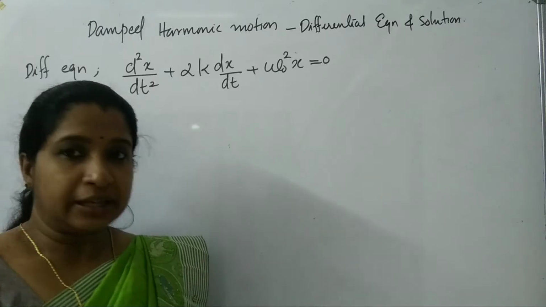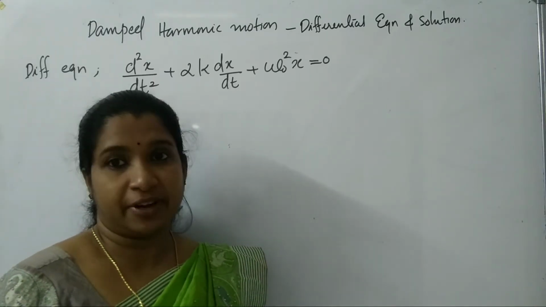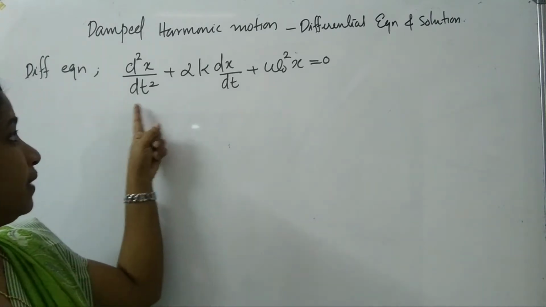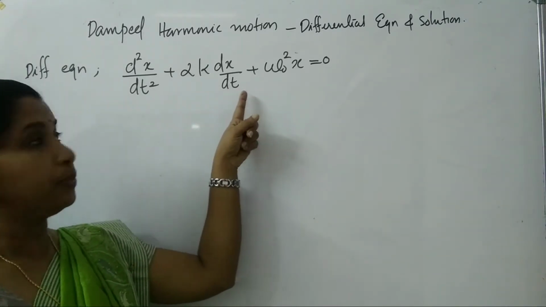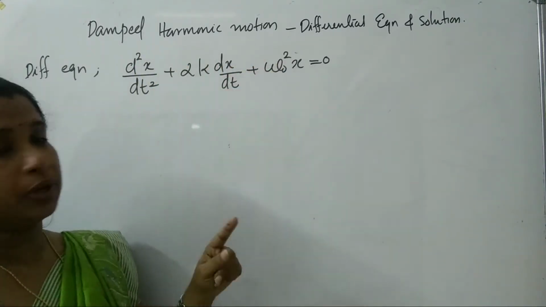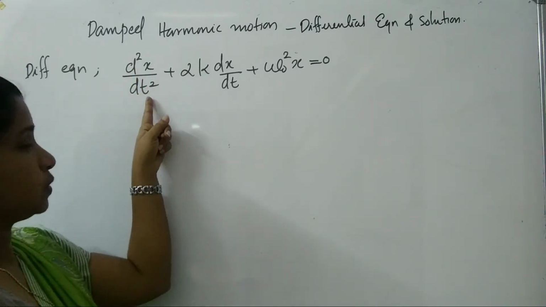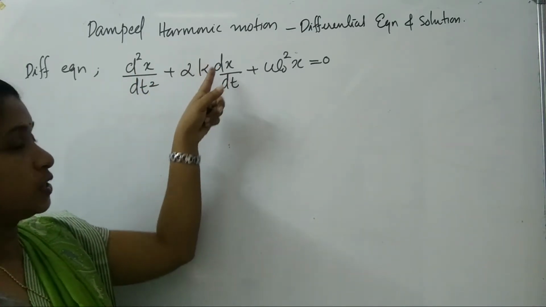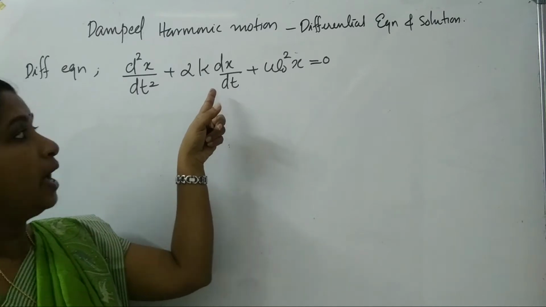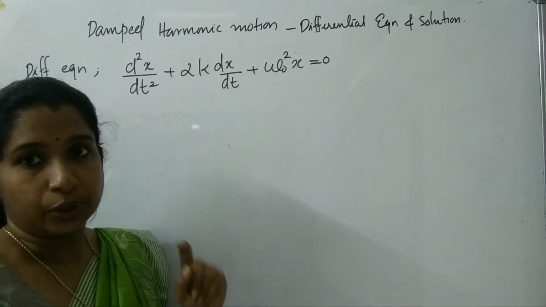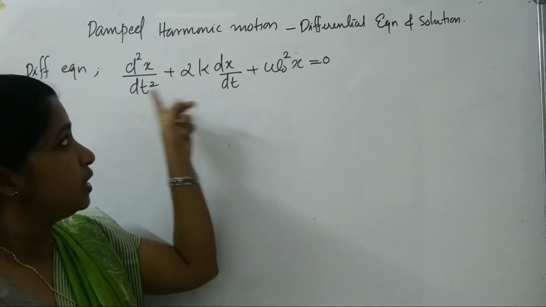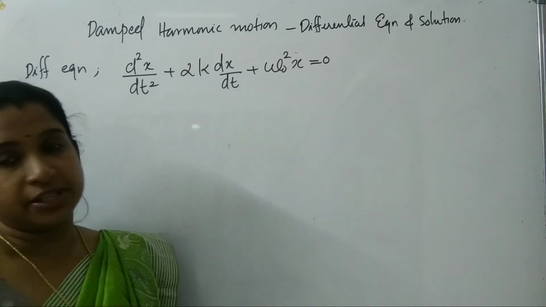There are different methods to solve a differential equation. So here we get a second order differential equation for this damped harmonic motion. d square x by dt square is the second order term, dx by dt is the first order term, and x is the zeroth order term. So we have to find out the solution of this differential equation.